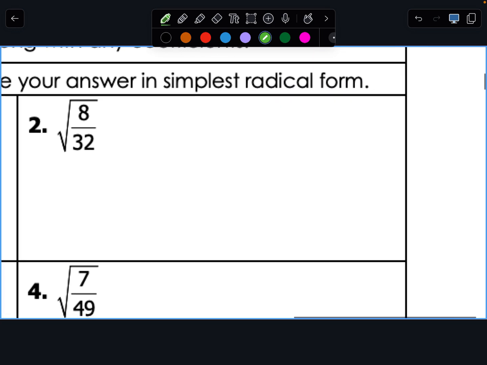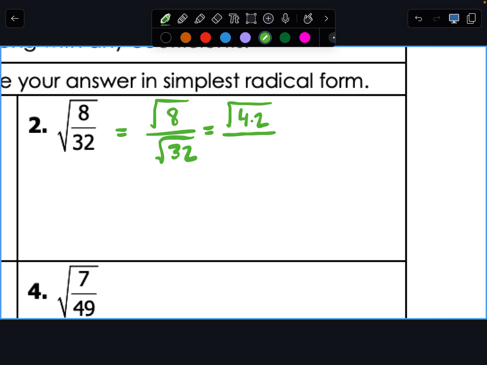Number 2, first step, split this up. Square root of 8 over square root of 32. If I had a perfect square in either of these, then I would go ahead and take the square root. I do not, so I'm going to simplify these radicals. Okay, so 8 splits apart into what factors? 32 splits apart into what? 16 and 2.